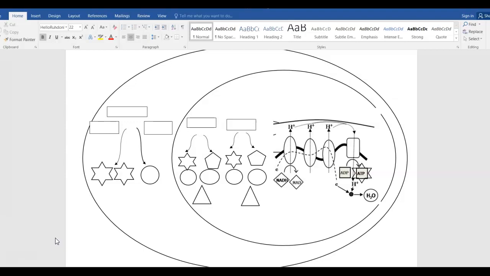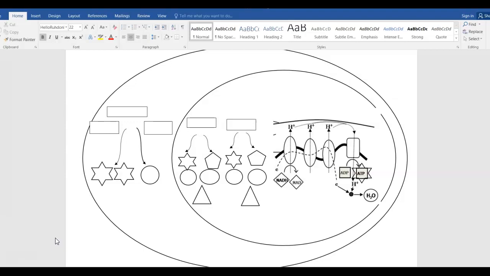So this very first step right here, this is glycolysis. This is step number 1, glycolysis. So this is what's going to happen in the cytoplasm. C6H12O6, which is glucose. Okay, that's one of our reactants. I'm going to write glucose.